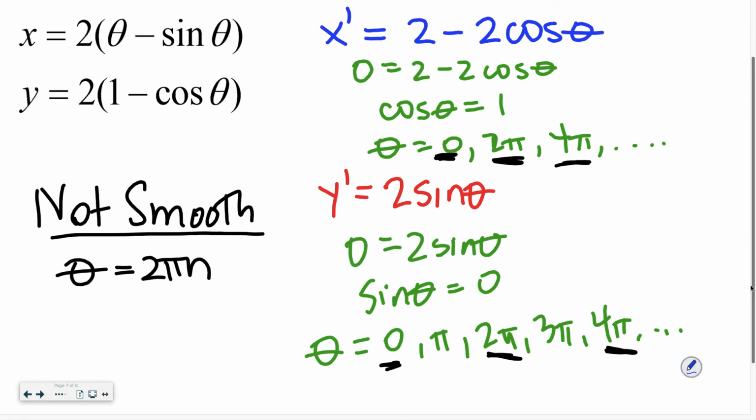Okay. So this is what the graph looks like. It's piecewise smooth, in between 0 and 2 pi, and in between 2 pi and 4 pi. But it's not smooth at 2 pi n. At pi, 3 pi, 5 pi, etc., y prime is 0. Not max. We have horizontal tangents.